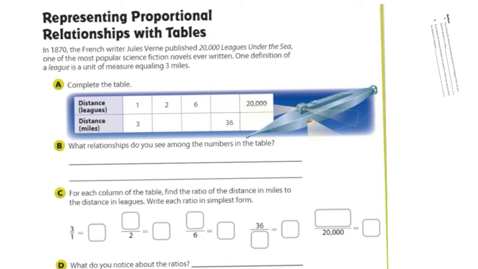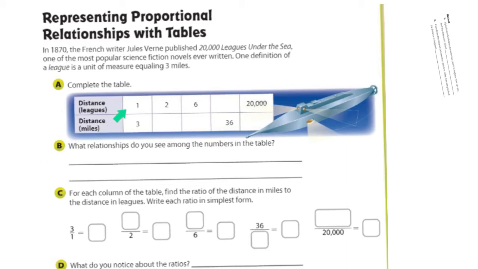Here we have representing proportional relationships with tables. So we have a table and it says, in 1870, the French writer Jules Verne published 20,000 Leagues Under the Sea, one of the most popular science fiction novels ever written. One definition of a league is a unit of measure equaling 3 miles. They ask us to complete the table.